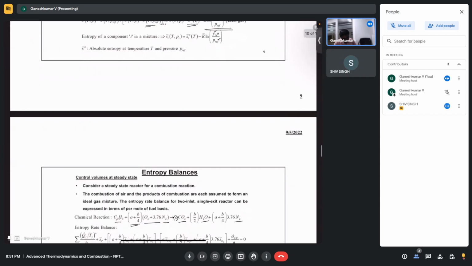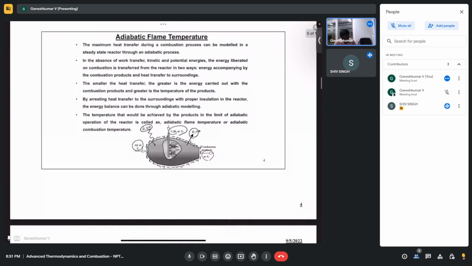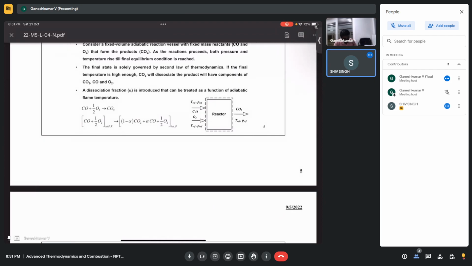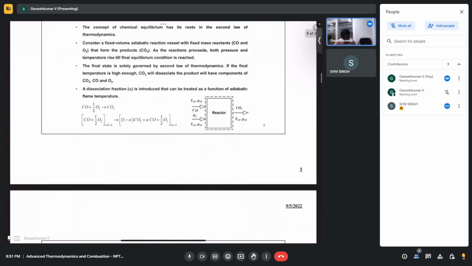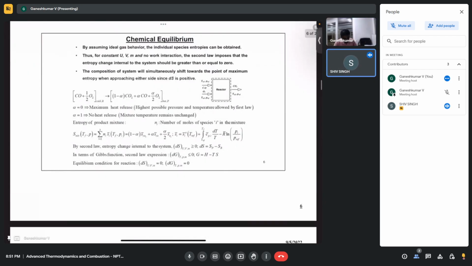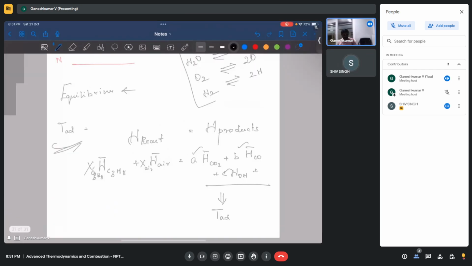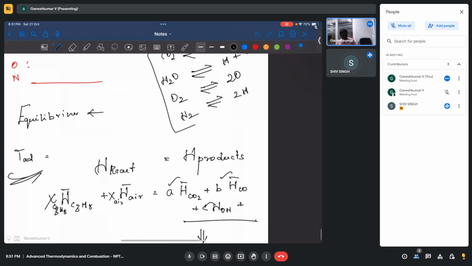So that is what this chemical equilibrium calculation is. It is not discussed in detail here, but the equations are basically from the second law of thermodynamics. You need to include the second law of thermodynamics. So what I'm trying to say is, this is the first law of thermodynamics.